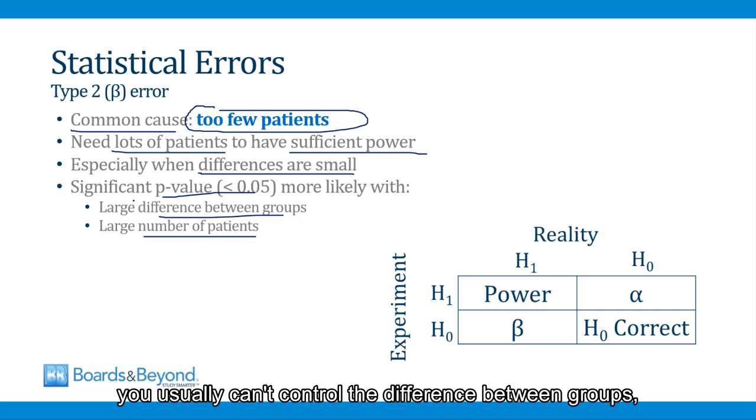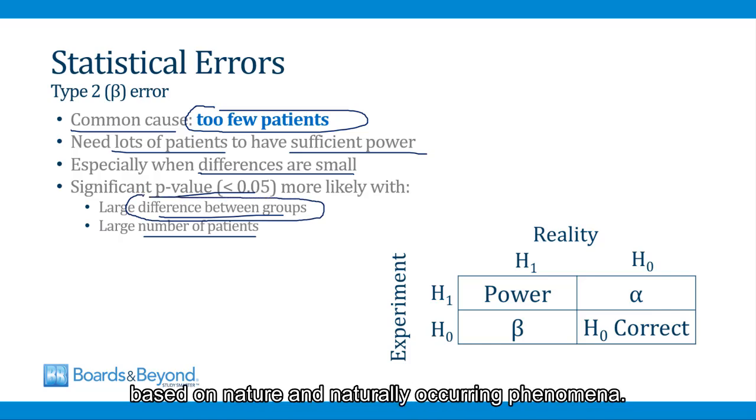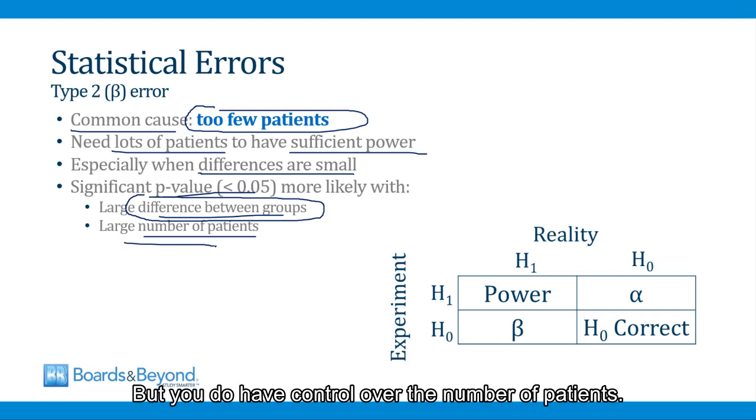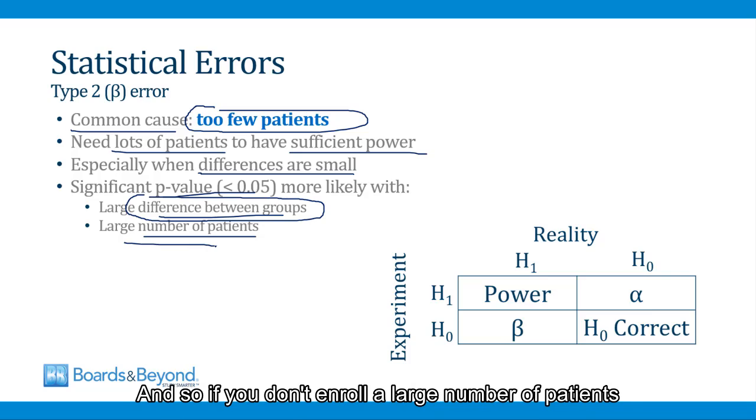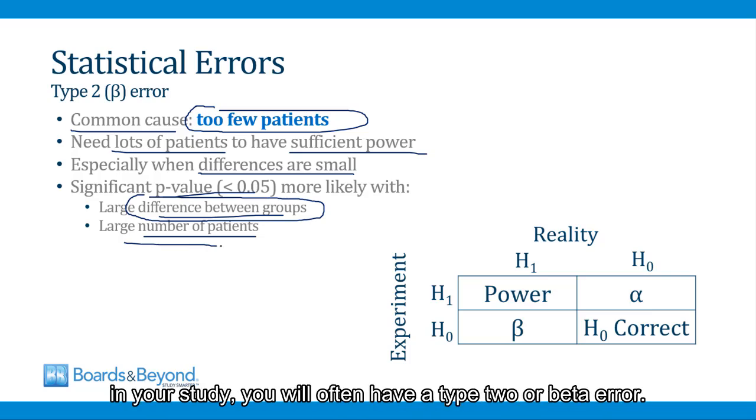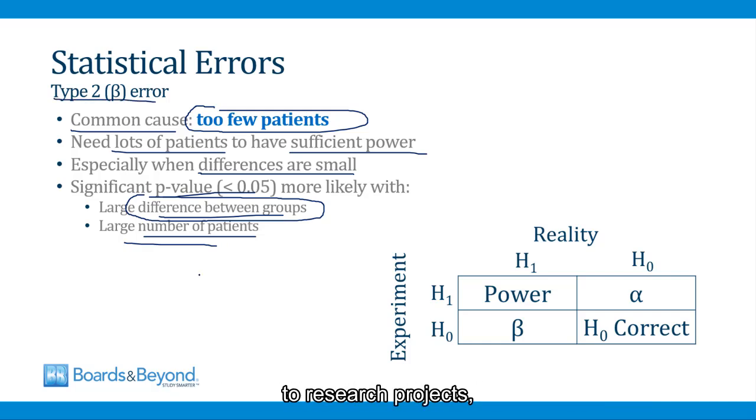Now, as I said before, you usually can't control the difference between groups. That's going to be whatever it's going to be based on nature and naturally occurring phenomena. But you do have control over the number of patients. And so if you don't enroll a large number of patients in your study, you will often have a type 2 or beta error. And this is a big problem when medical students do research projects.